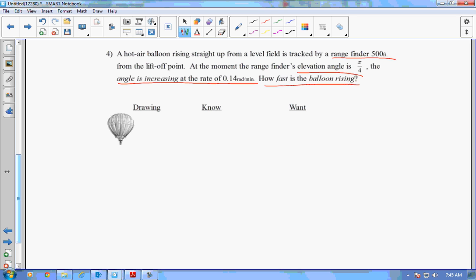Okay, so what's step 1 in our book? Understand the problem. In particular, what does it say? Identify the variable whose rate of change you seek. Okay, that would be in the question. What's the variable we're looking for? It says, how fast is the balloon rising?